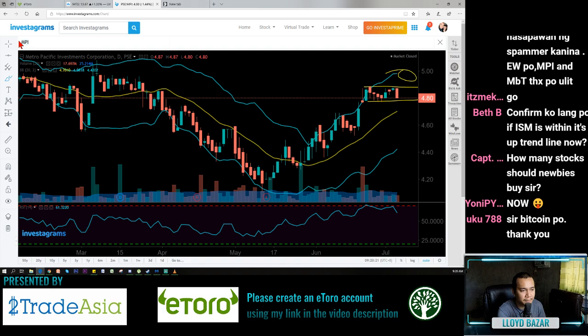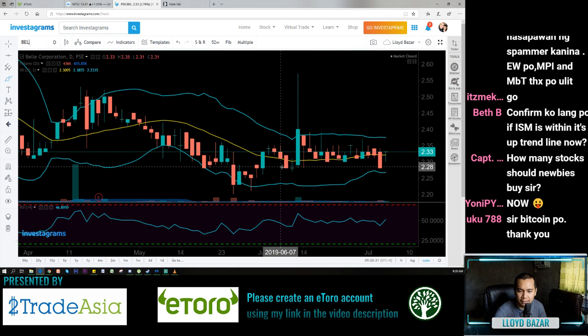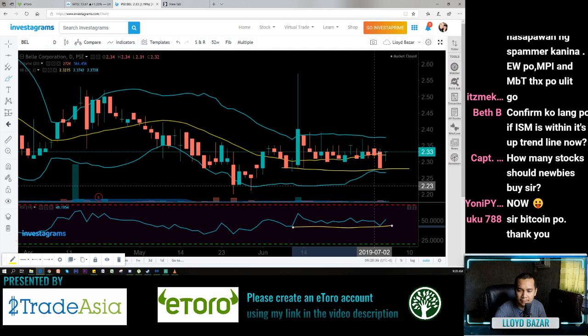Bell. Alright, si Bell naman. Alright, sustaining naman support ni Bell. Natutulog lang yung stock nga lang. Yun yung problema natin dito. But this support is good. If you really wanna test out Bell, get in near that support for Bell.